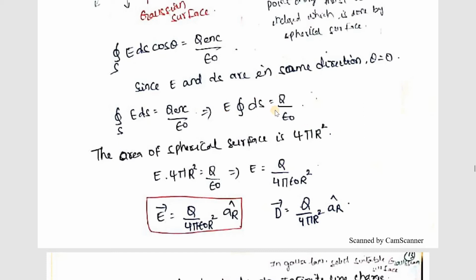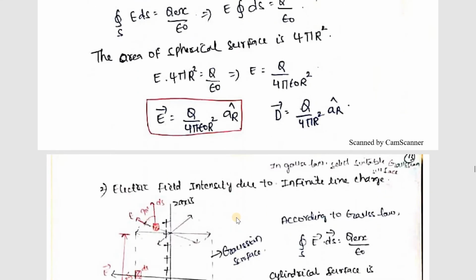So E into 4 pi r square is equal to Q by epsilon naught. So E is equal to Q by 4 pi epsilon naught into r square. E is equal to Q by 4 pi epsilon naught r square into AR. If we get this epsilon naught here, we get D. So D is equal to Q by 4 pi r square into AR. So this is the first application.